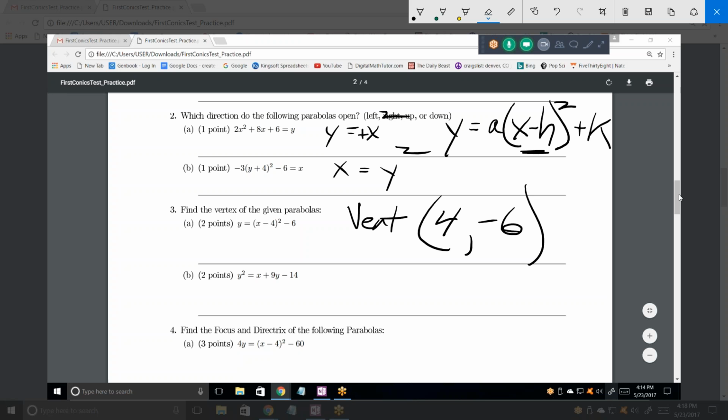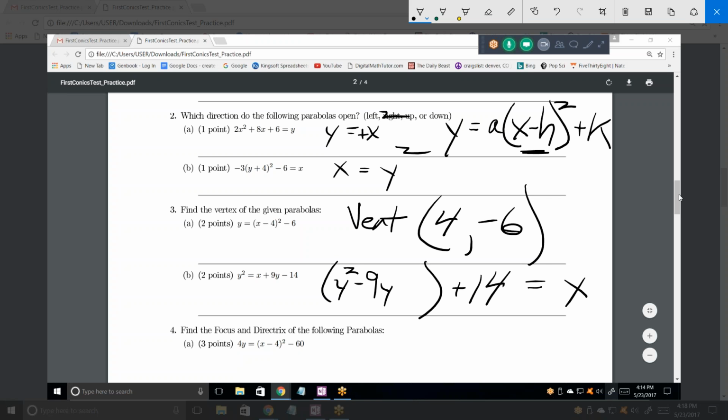You're right. When you complete the square, you're going to put those two in parentheses. So what I really have is y squared minus 9y. Leave room to complete the square. Plus 14 equals x.